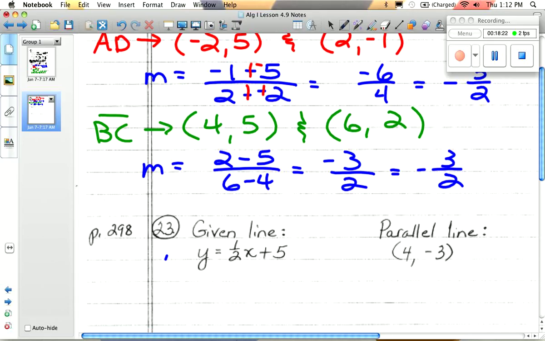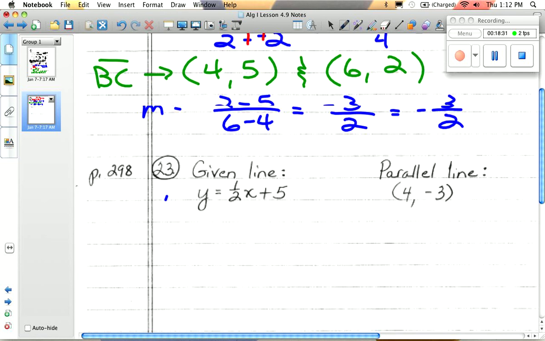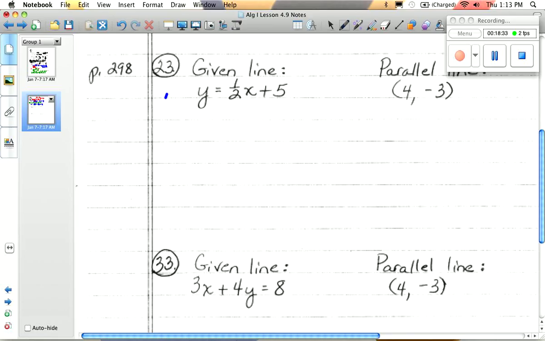So questions on when you have to prove parallelism. Okay, the next thing we're going to do is probably the thing that challenges students the most. Let's look at what the directions say on page 298, where problem 23 comes from. Write an equation in slope-intercept form for the line that is parallel to the given line and that passes through the given point.